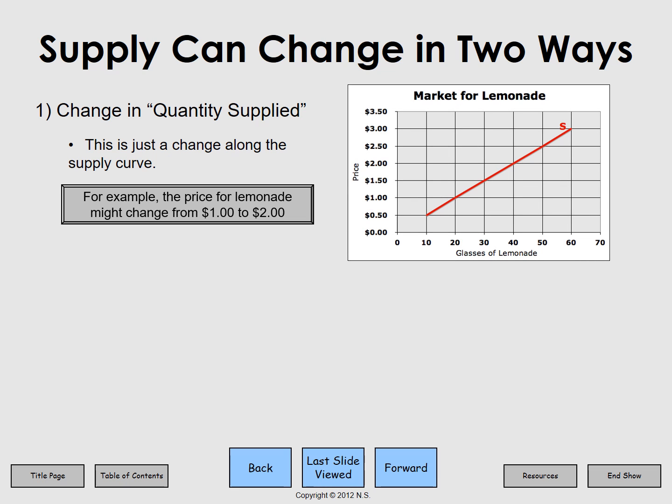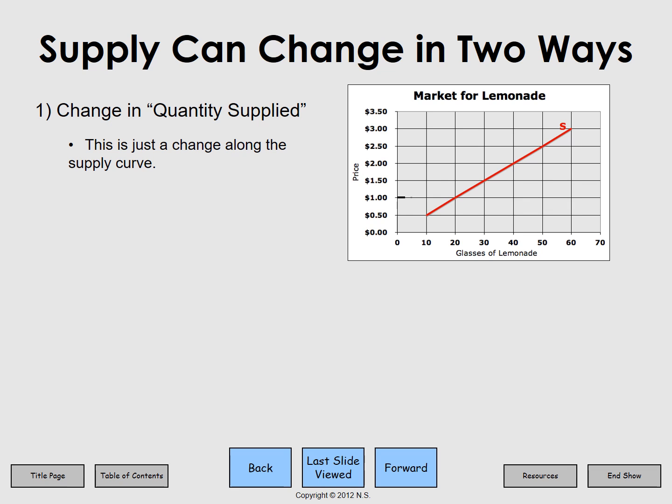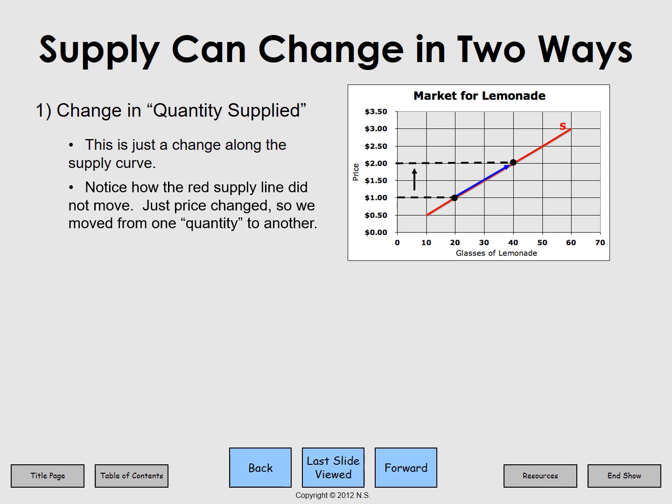So for example, if I'm a lemonade salesman and the price of lemonade is going to change from $1 to $2, I'm a business, I think that I can make more money at $2, but something's got to change on here. And basically all I'm doing is shifting up that line. So at $1 I'm going to sell 20 glasses of lemonade. At $2 I'm going to sell 40 glasses of lemonade. So it just shifts right up it. The supply line does not shift to the right or to the left.